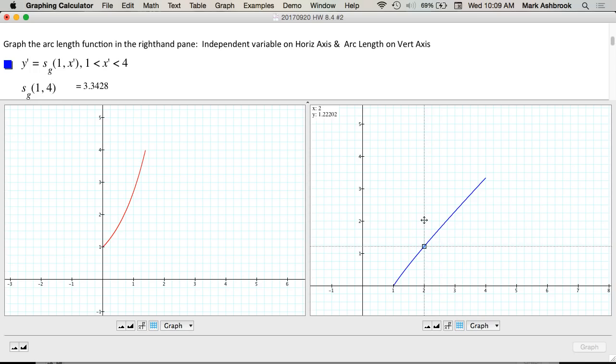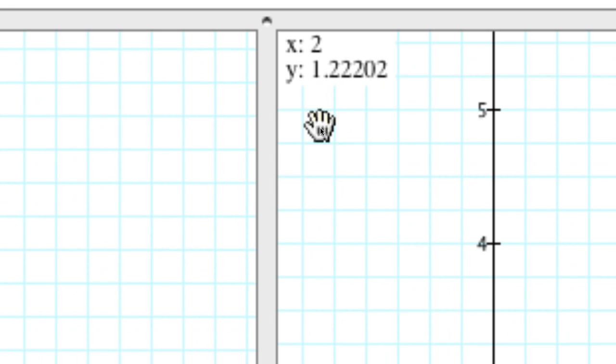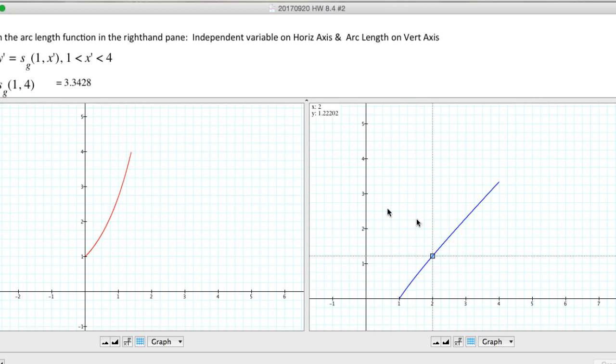All right, so now here's a point, 2 comma 1.22. I want you to interpret that point. What is the meaning of that point? Go tell the person next to you. What's the meaning of that point right there?